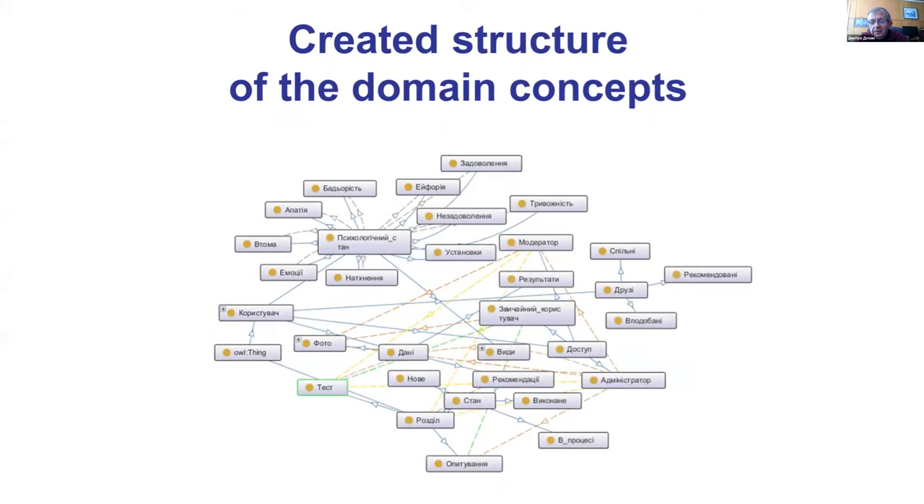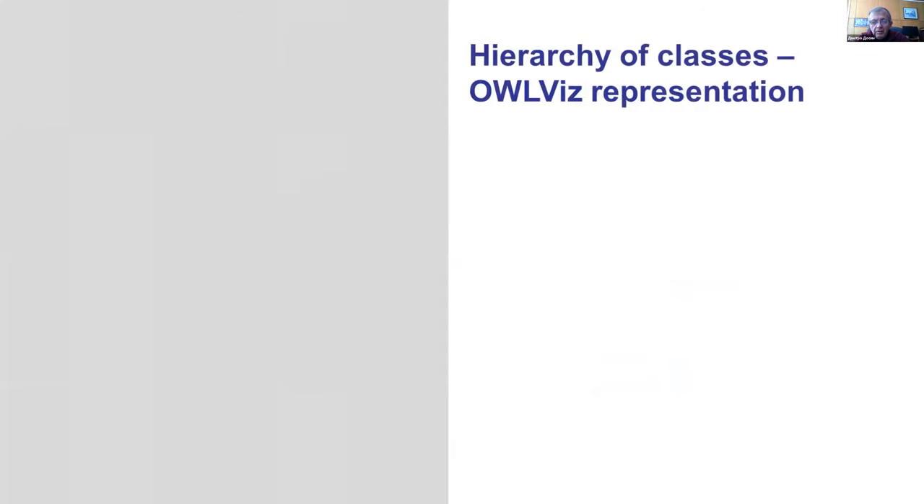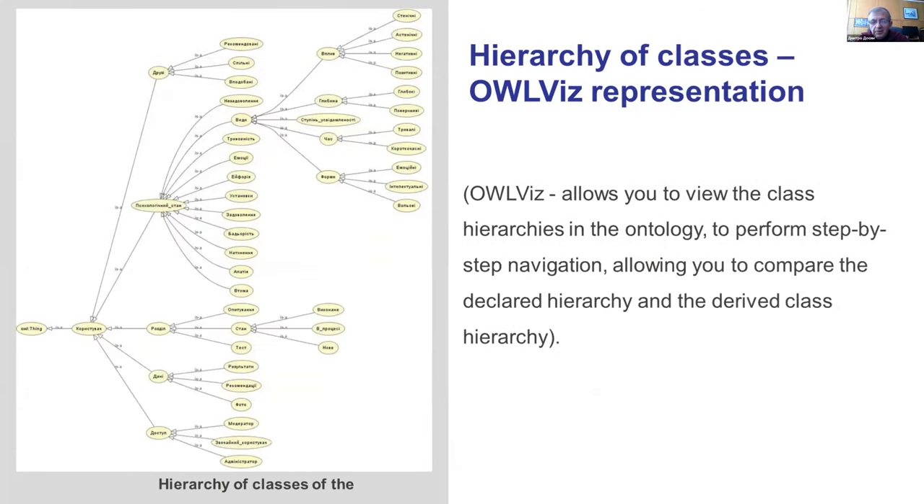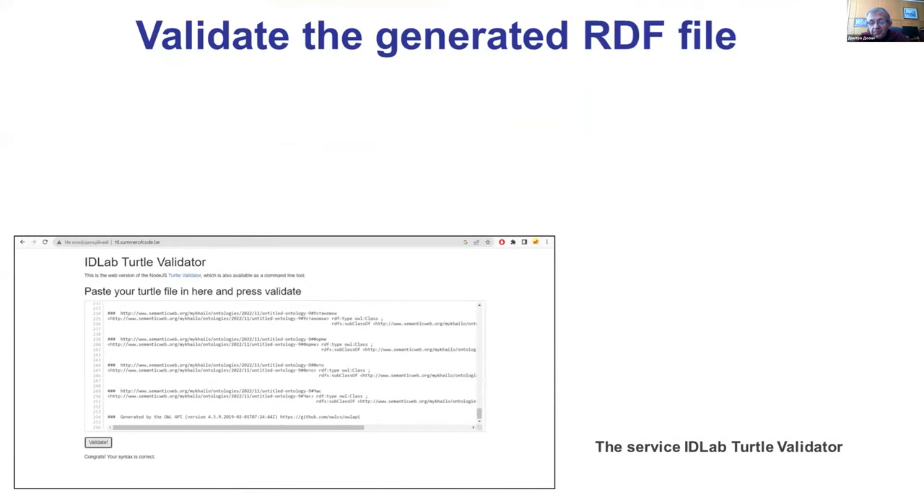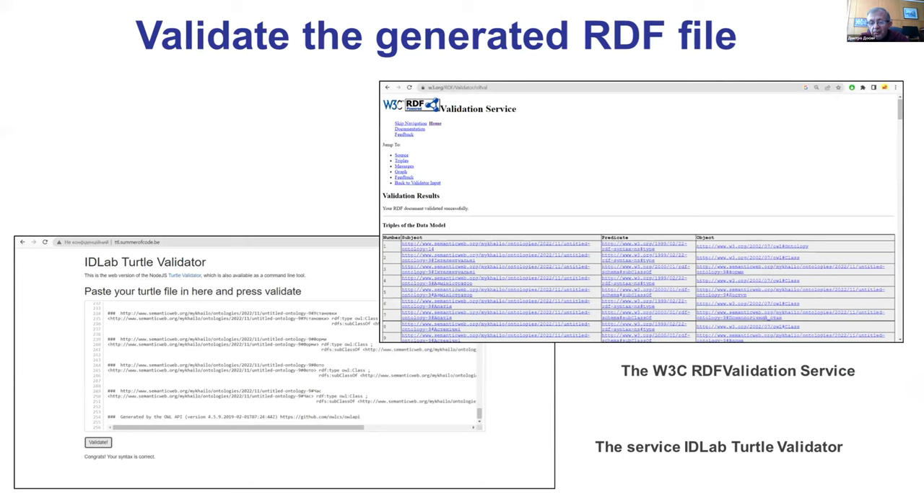On the next slide, you can see the created structure of the domain concepts. This domain is quite narrow and allows us to create a quite definite ontology. The representation of this ontology is presented here. As OWL is a subset of RDF, RDF validators were used to check the consistency of the knowledge base created during execution.